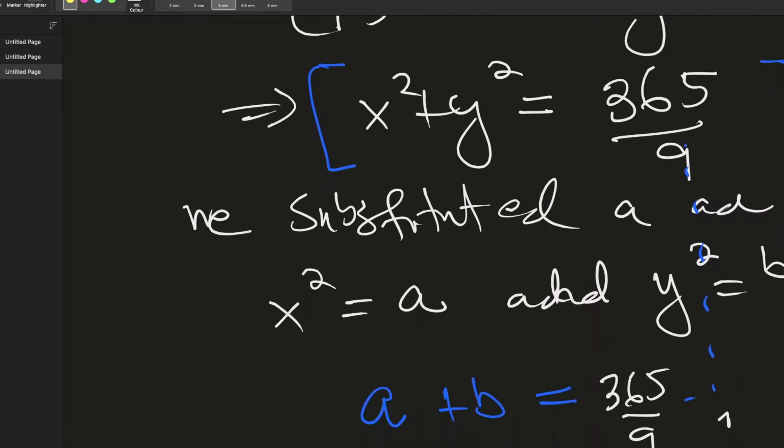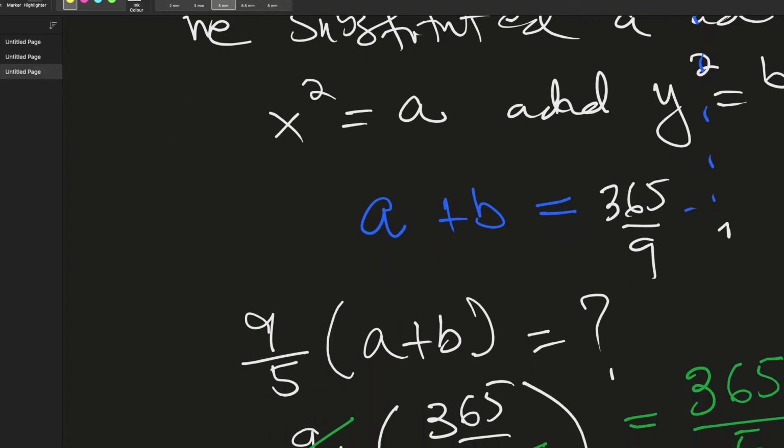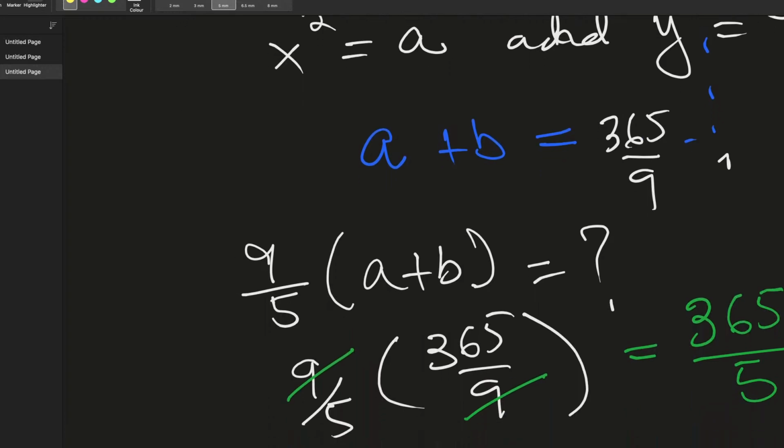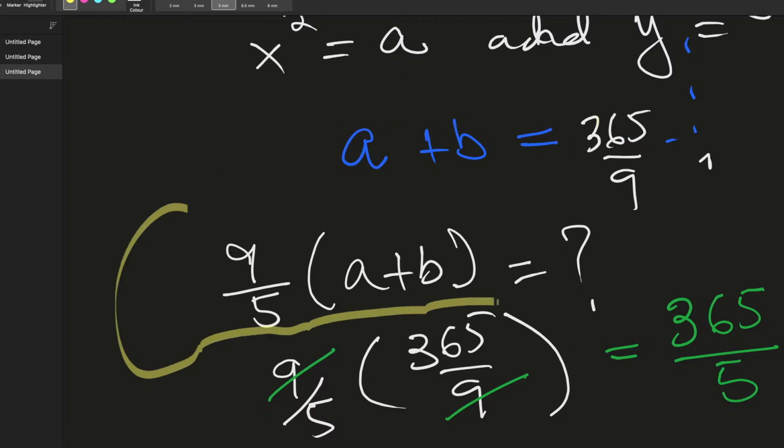Now you can see that earlier we substituted a and b to be x squared and y squared. So the summation of the two gives us 365 divided by 9. This was the main question that was demanded to be solved.